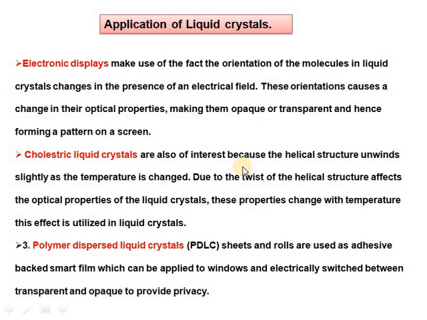Second, cholesteric liquid crystals. They may be used in thermometers because the helical structure unwinds slightly as the temperature is changed, which changes the twist of the helical structure and hence affects the optical properties of the liquid crystal. These properties, which vary with temperature, are utilized in liquid crystal thermometers.